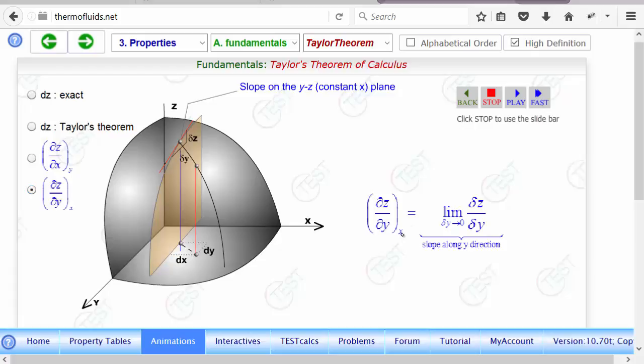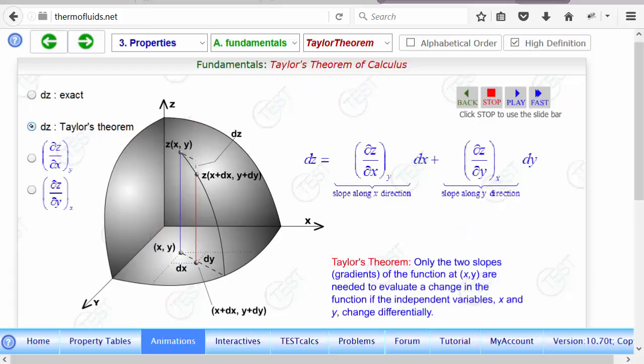In other words, set the other variable constant. So when we put the x in this denominator as a suffix, it means x is held constant. The physical meaning is more important here than the details. The idea is that if you know these two slopes, then you know a lot about the function.